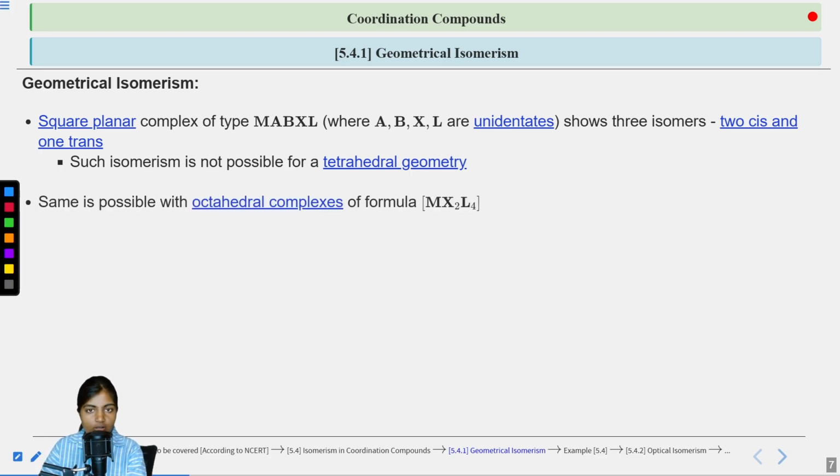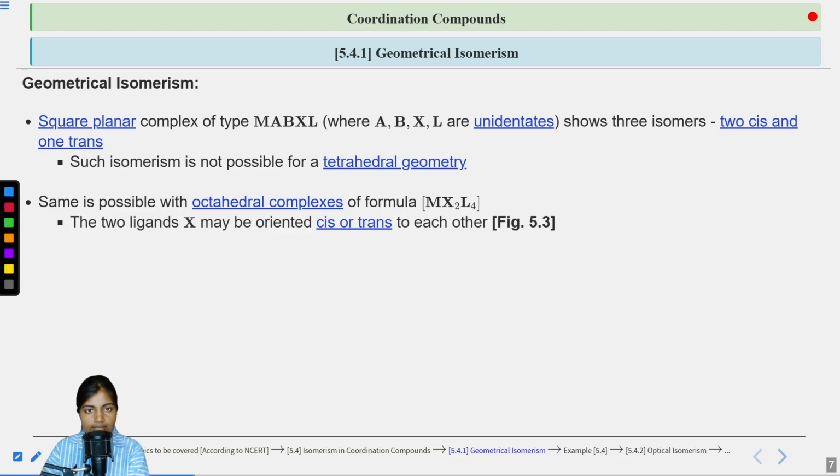The same is possible with octahedral complexes of the formula MX2L4. Octahedral means the central metal is connected with six ligands, so the formula for that complex is MX2L4. X is 2 and L is 4, so a total of 6 ligands are connected with the metal. So geometrical isomerism you can see in octahedral complexes.